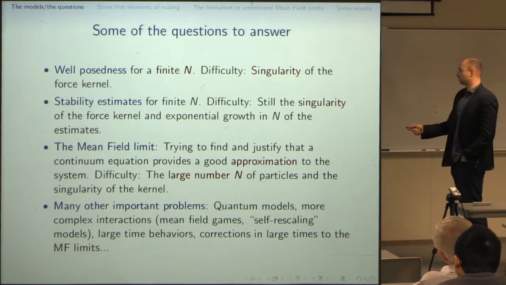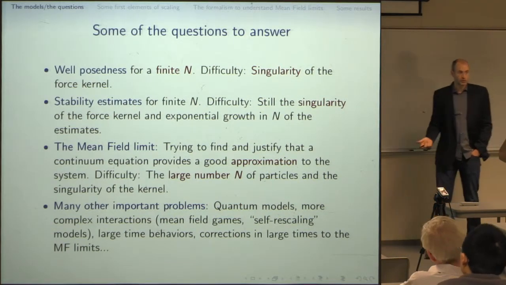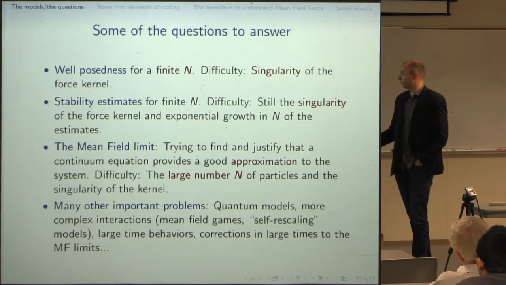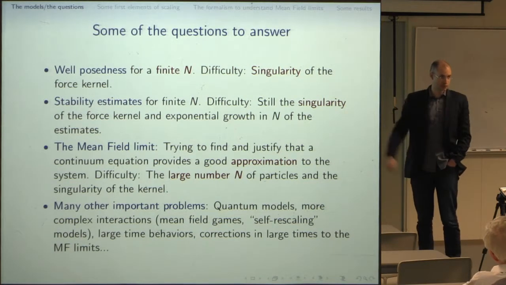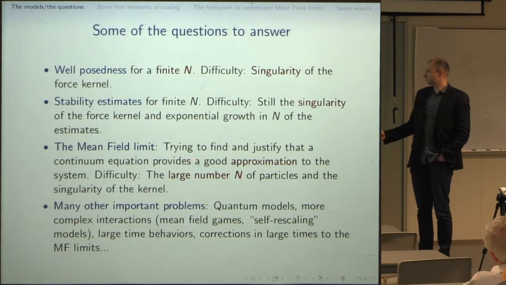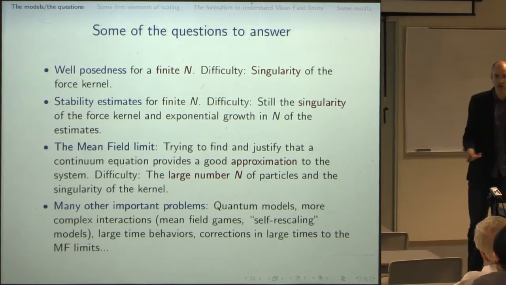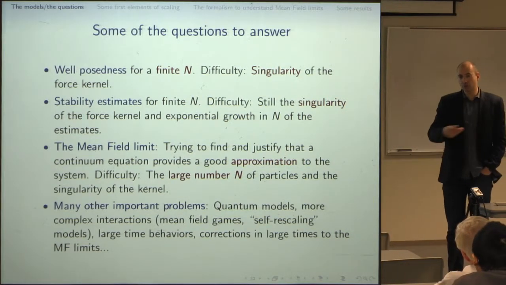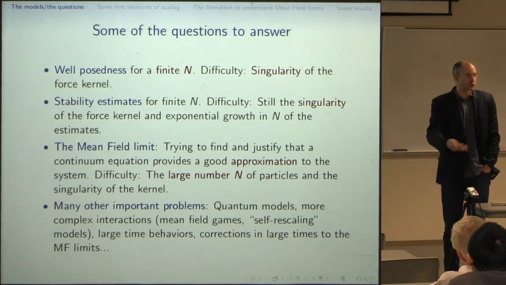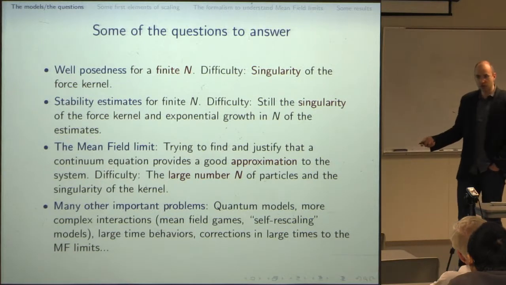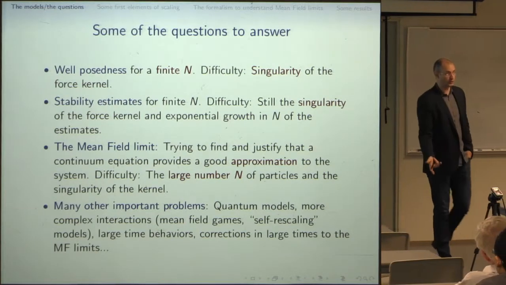Okay, so the main question I will try to address here is the mean field limit. So the mean field limit is what's happening when the number of particles increases. And then you don't want to solve a discrete problem anymore because it's too costly and you don't know what to do with it. So what you would expect is that there's a sort of continuum equation that gives a good approximation of the discrete problem as n tends to plus infinity. You want to find this approximation, and you want to justify that it is a good approximation.